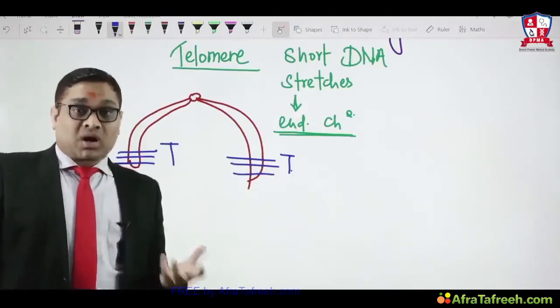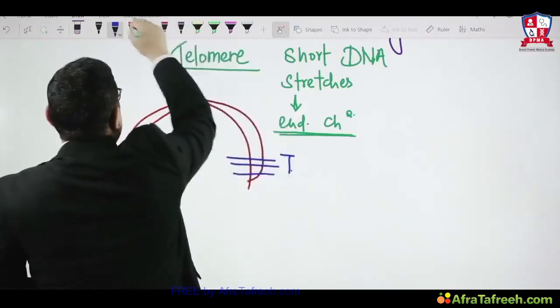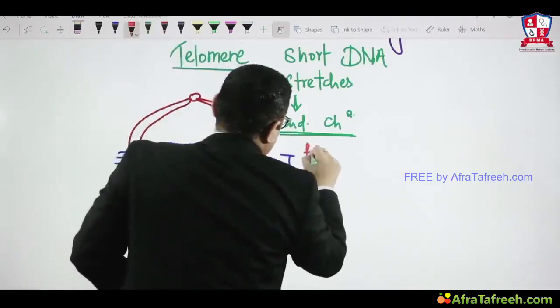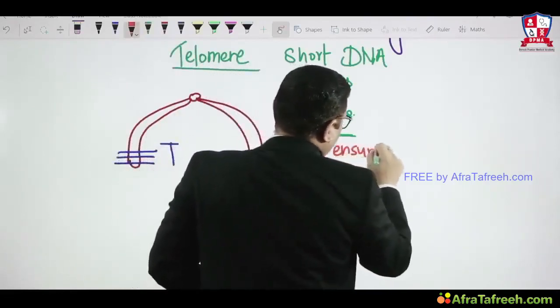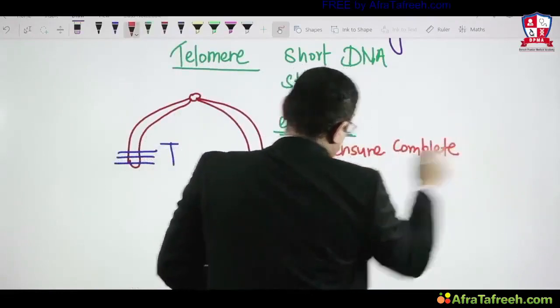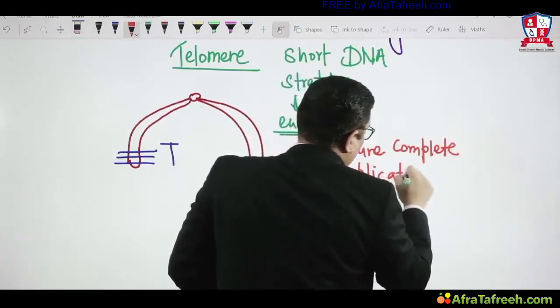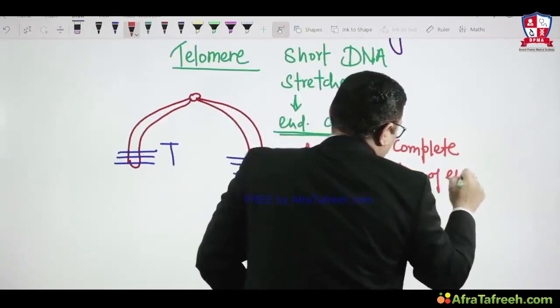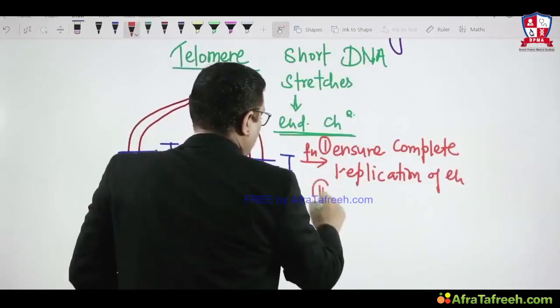But what is the significance of this telomere? Why does our chromosome require them? Because the telomere will ensure complete replication. So what is the function of telomere? I am writing here: they will ensure complete replication of the chromosome. That is function number one.